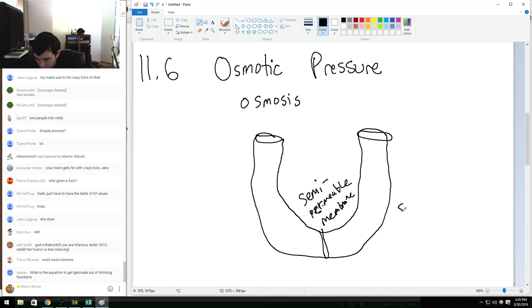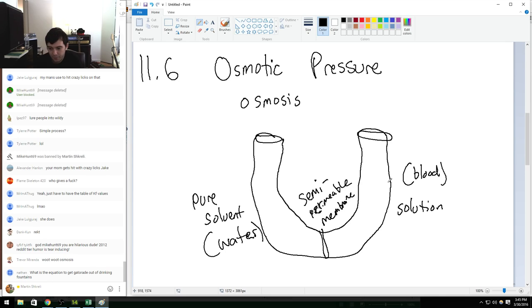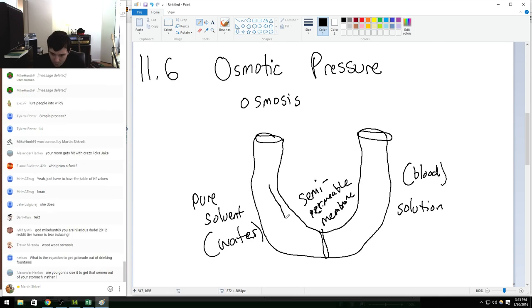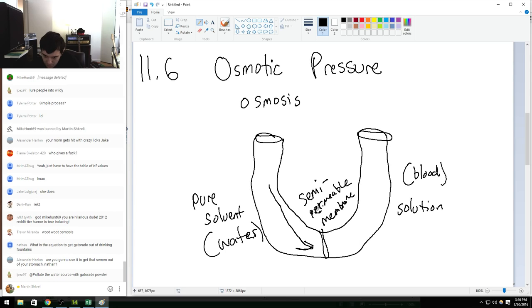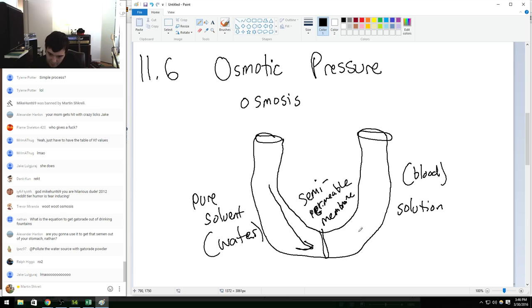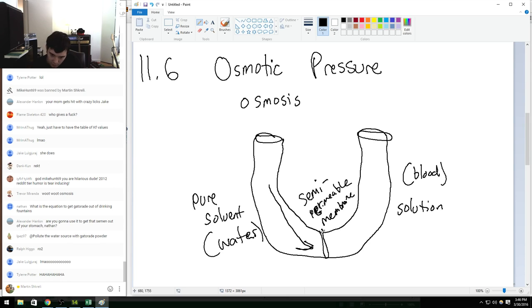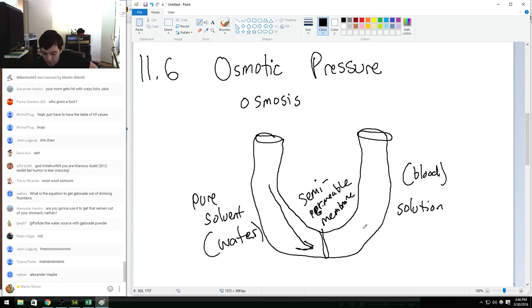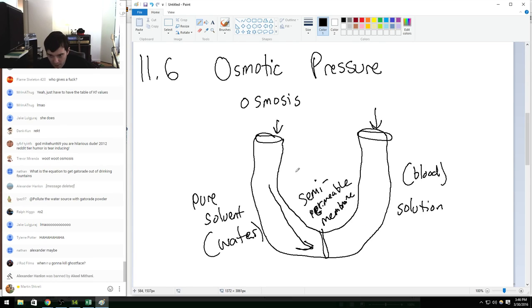So we'll call this the solution, and this is a pure solvent. Often this will be something like water. A solution could be, I don't know, it's not a good example of a solution, but blood would be a solution. So this pure solvent will flow through the semi-permeable membrane, where the solute can't escape through the membrane. The big molecules can't go the other way, but maybe the solvent can. And the pressure required to stop this flow is called the osmotic pressure.